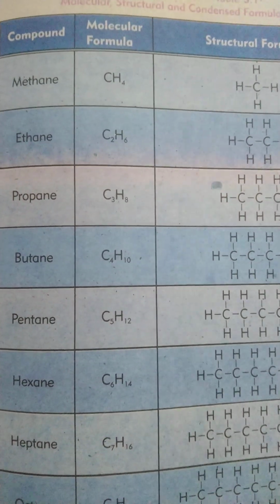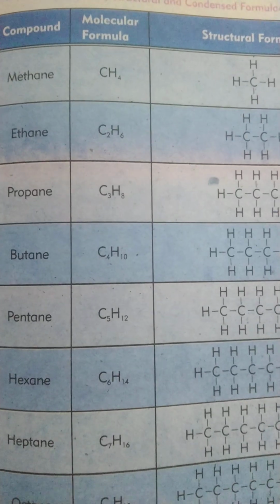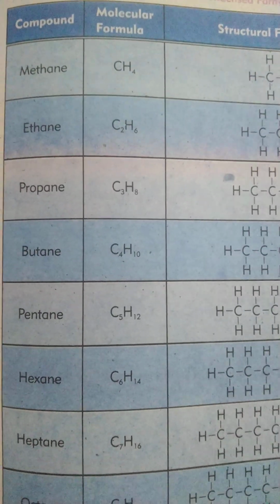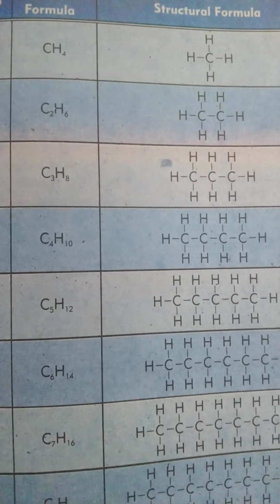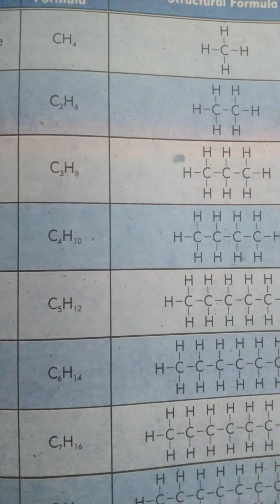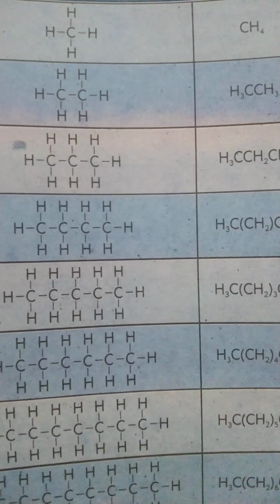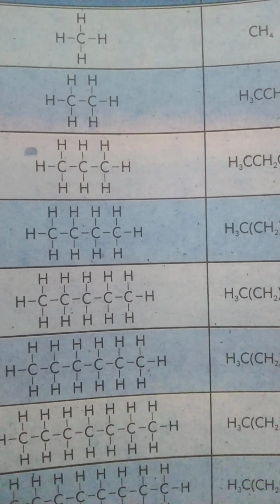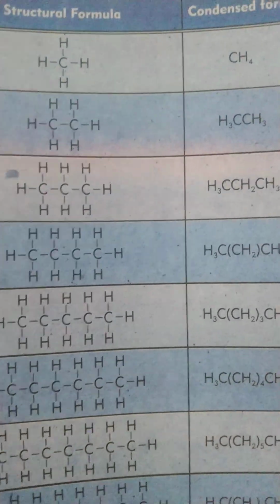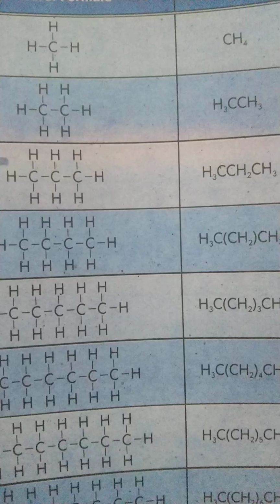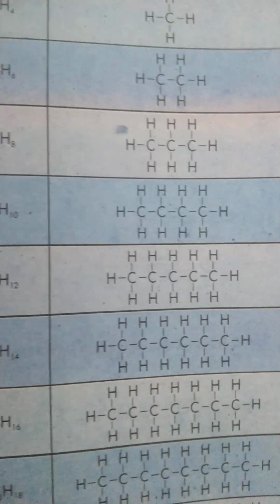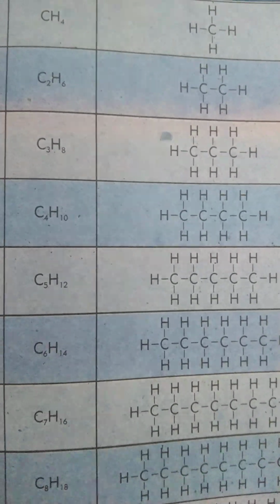Now how do molecular, structural and condensed formulas look? Just like methane, CH4. When we see the structural formula, it is carbon with 4 hydrogens. But when we see CH4 with the lines omitted, it is a condensed form. In the condensed form, as I already told you, we are omitting the lines. There will be no lines between the atoms.